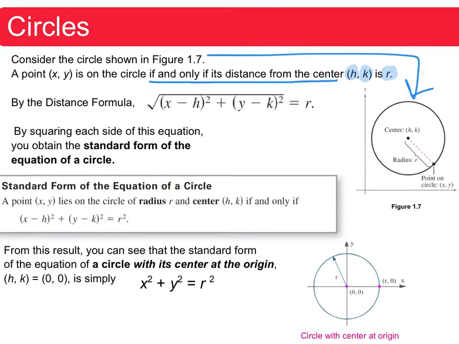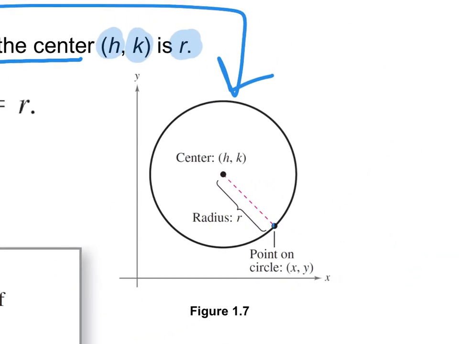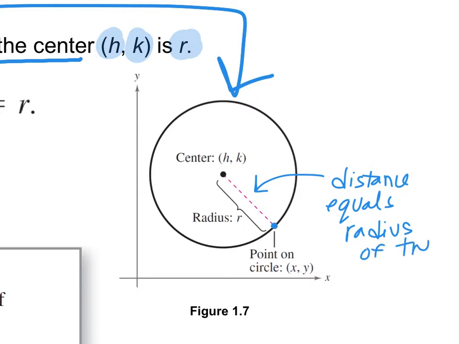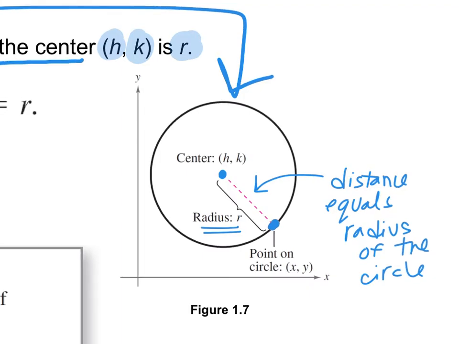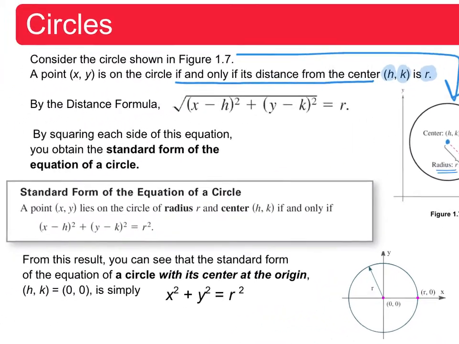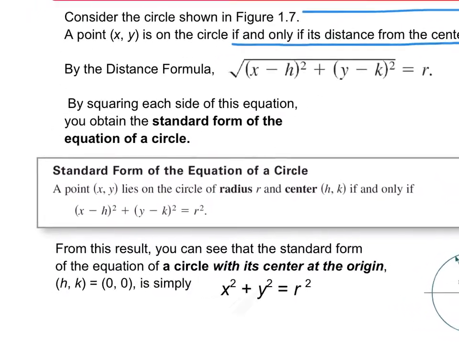So what that means is if you have a point on the circle, any point here, if I use the distance formula, this distance equals the radius of the circle. So if I don't know the radius, but I know the center point, and I know an (x, y) point on the circle, I can always find the radius by using the distance formula. So the distance formula is actually how we arrive at the standard form of our equation.